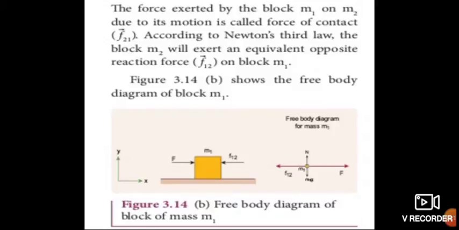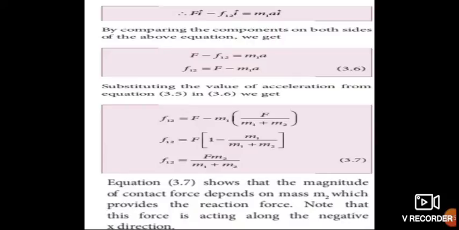So since m1 pushes on m2, a force is also acting on the first body, that is F12 vector on block m1. From the figure, the free body diagram for these two bodies: on m1 the external force is acting along the x-axis, and since it pushes on the second body, the opposite force F12 is also acting on the first body, in the direction opposite to the x-axis.